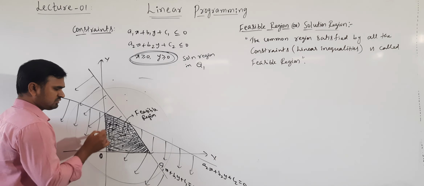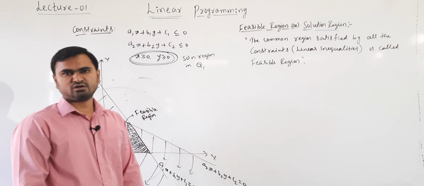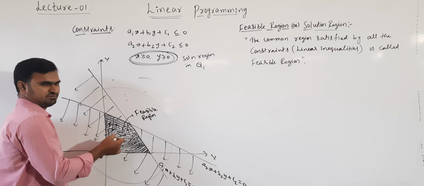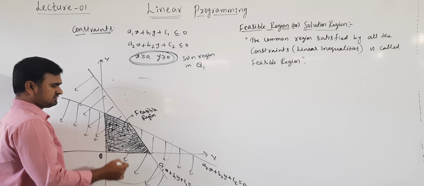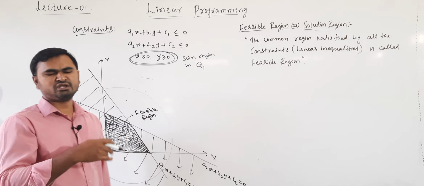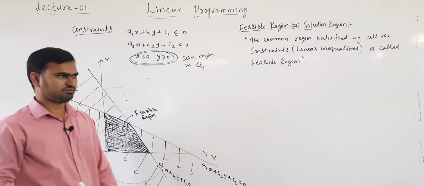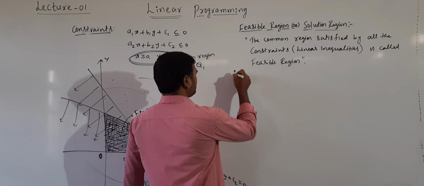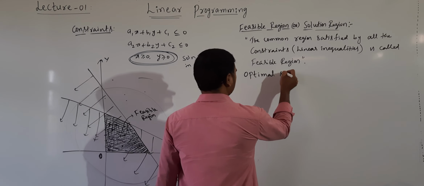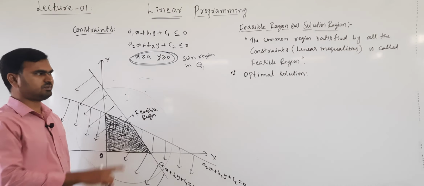So there will be one point in this region which corresponds to the maximum or minimum value of the objective function. That point must lie in the feasible region only. We cannot take a point outside the feasible region. So a point in this feasible region which gives the maximum or minimum value of the objective function is called the optimal solution. Important. Optimal solution. So how do we define optimal solution?